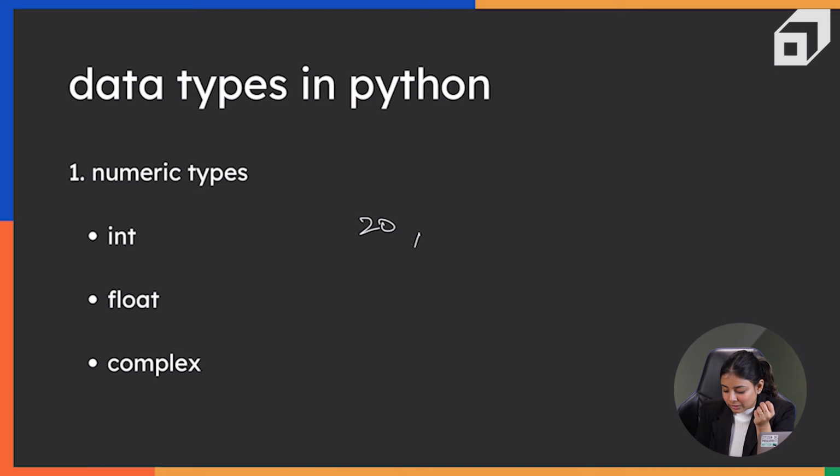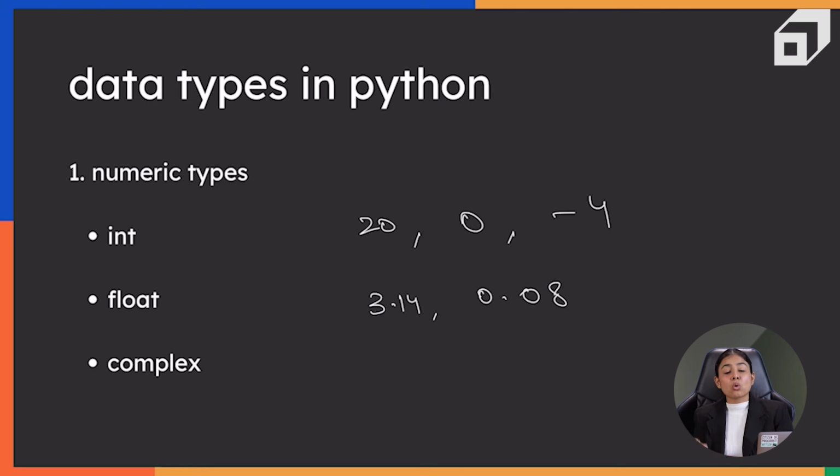First of all, it can be a numeric type of data, and in numeric again you can have multiple. First of all is int, for example 20, 0, -4. These are all values of type int. Then you have float. Float stands for floating numbers which have decimal points. So for example 3.14, 0.08. These are all values of type float.